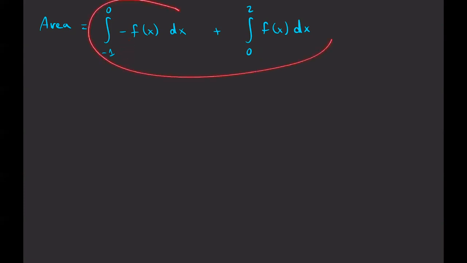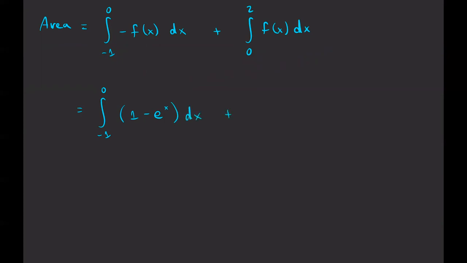But this is a slightly varied method of this integral property. So when we do this, let's go ahead and actually just evaluate this out. We have the integral from negative 1 to 0 of negative f of x. And we'll remember that f of x was e to the x minus 1. So when I make that negative, it's just me flipping it, just 1 minus e to the x dx, plus the integral from 0 to 2 of e to the x minus 1.